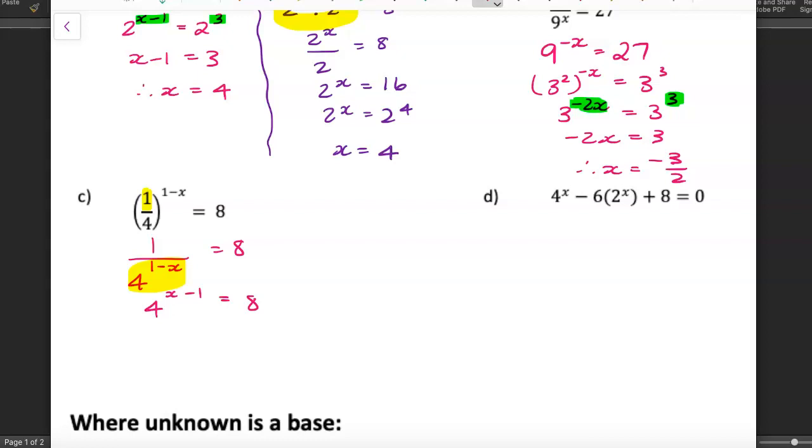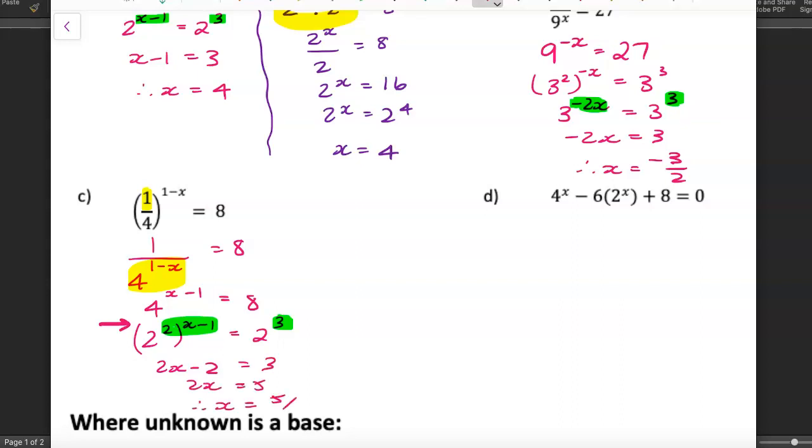Now I know 4 and 8 can be written as a base of 2. So this is 2 to the power of 2, to the power of x take 1, equals 2 to the power of 3. So straight away I know that I can utilize these exponents. I've got 2x take 2, just using the power to a power law to expand that power out, equaling 3 on the right side. So 2x equals 5, therefore x equals 5 over 2, or 2.5 as a decimal.